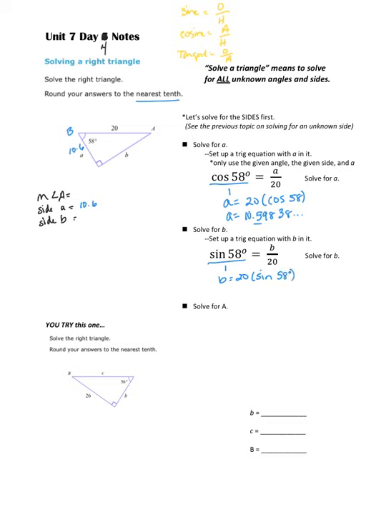Okay, handy dandy calculator again. I'm putting in sine 58, and then I'm multiplying that answer by 20, and I get B is 16.96096, etc. Round to the nearest tenth, which means B is 17. And go ahead and put 17.0 because 16.96 rounds up to 17. All right? Think about that.